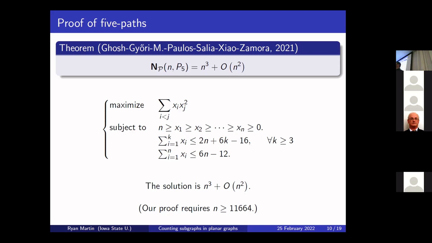11,664 to actually make the proof go through. I don't know why that was so easy to pluck out, but somehow 11,664 worked. So we reduced it to this optimization problem, and we're perfectly happy with that.